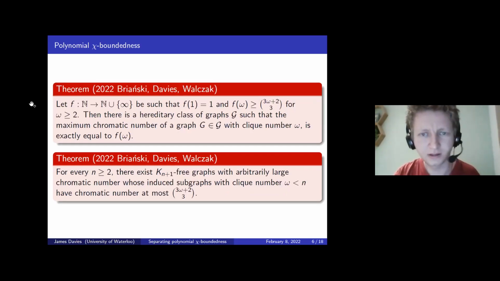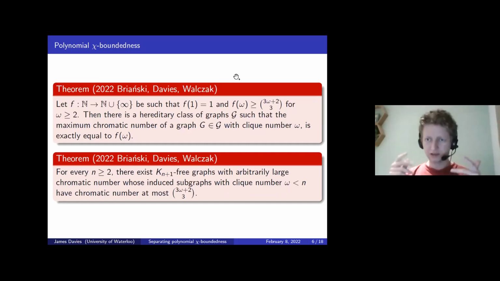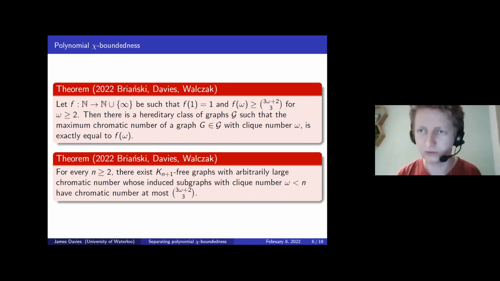Okay. So the way we prove this is essentially we just want to look at a separation between one clique number and the next, one at a time. And we just want to do this in a controlled enough way that now the induced subgraphs with smaller clique number all have bounded chromatic number, bounded by this 3 omega plus 2, choose 3 function. And in that way, this is independent of this n plus 1 clique separation.